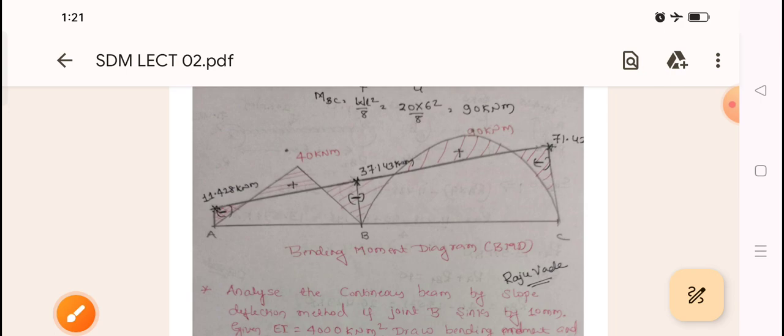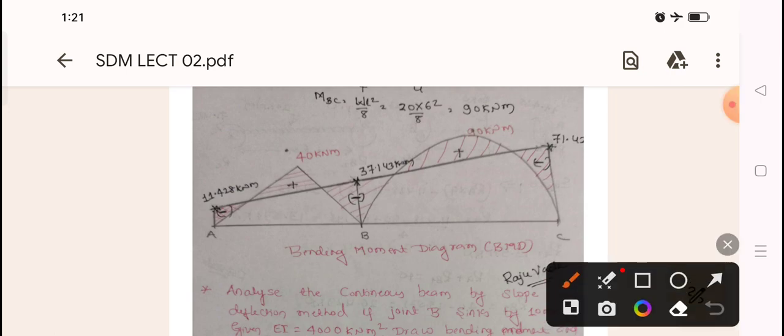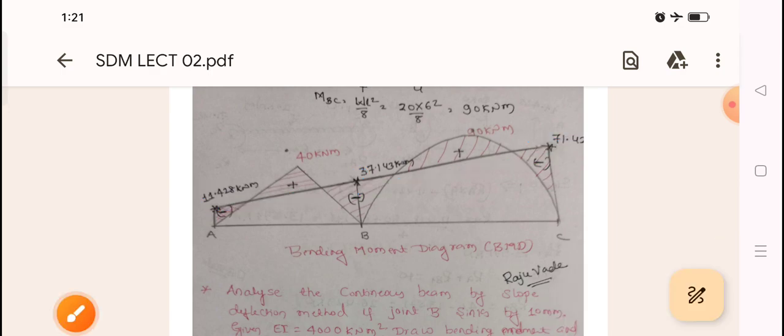Actual BMD means what? What is the value we calculated? MAB. MAB is how much? 11 point something, I will mark this one here. For MAB the value is 11.4, for MBC it is 37.143, and for MCB it is 71. So what I will do is join these things. Finally, this is the final bending moment diagram for this problem.